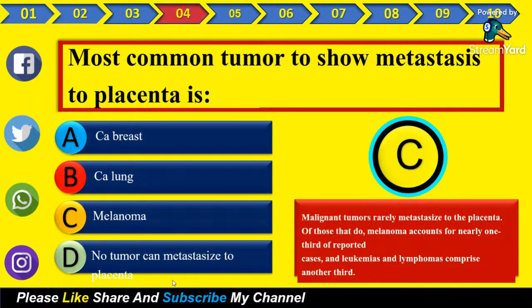Melanoma. Malignant tumors rarely metastasize to placenta. Of those that do, melanoma accounts for nearly one-third of reported cases, and leukemias and lymphomas comprise another third.